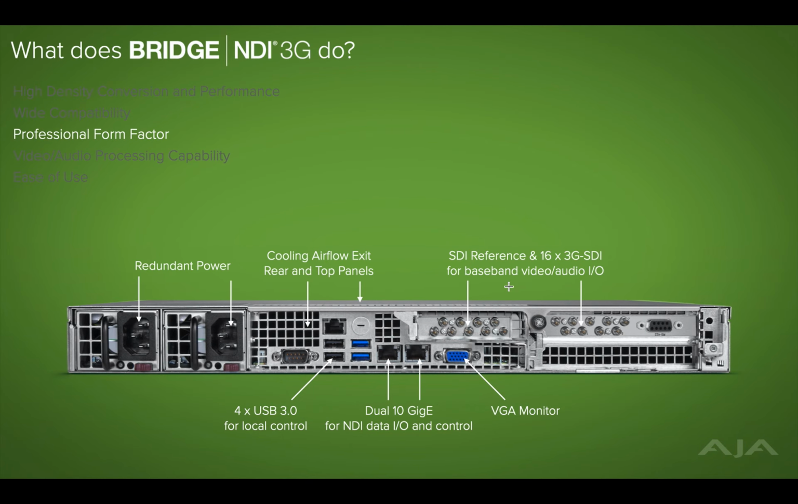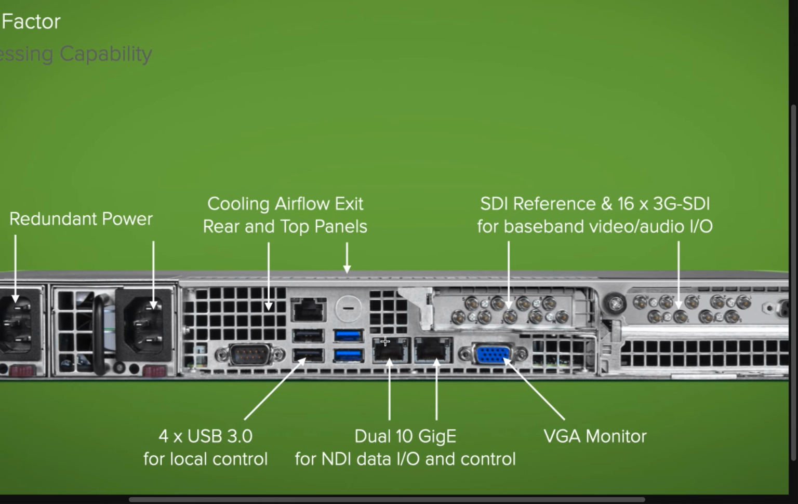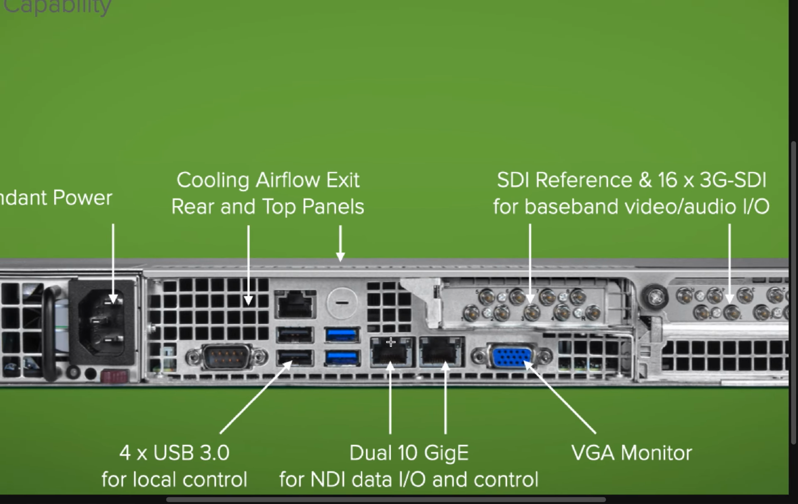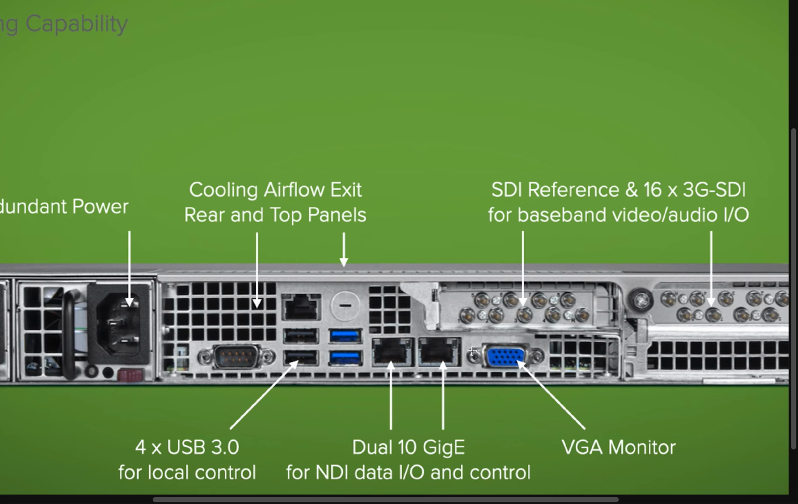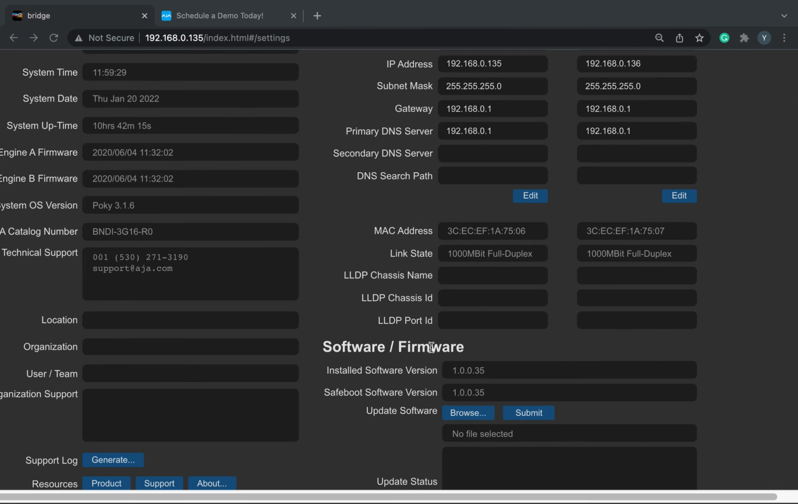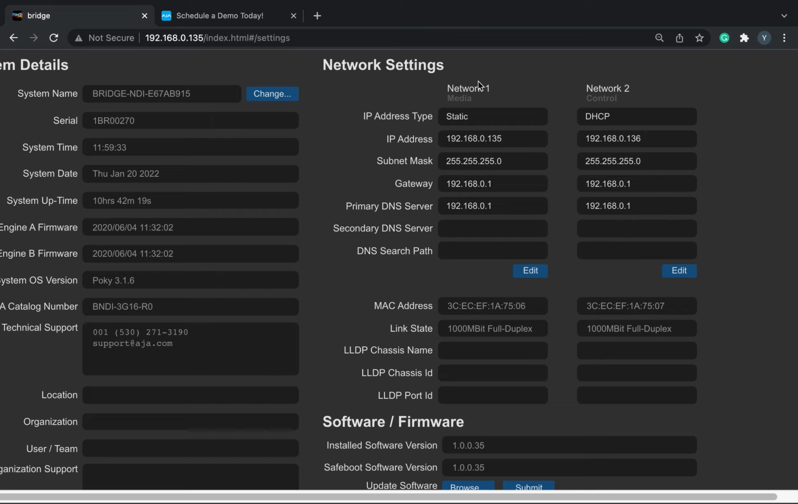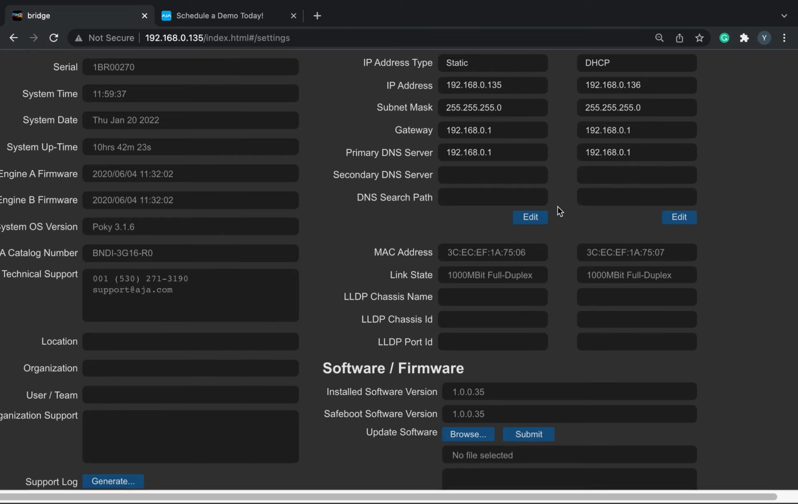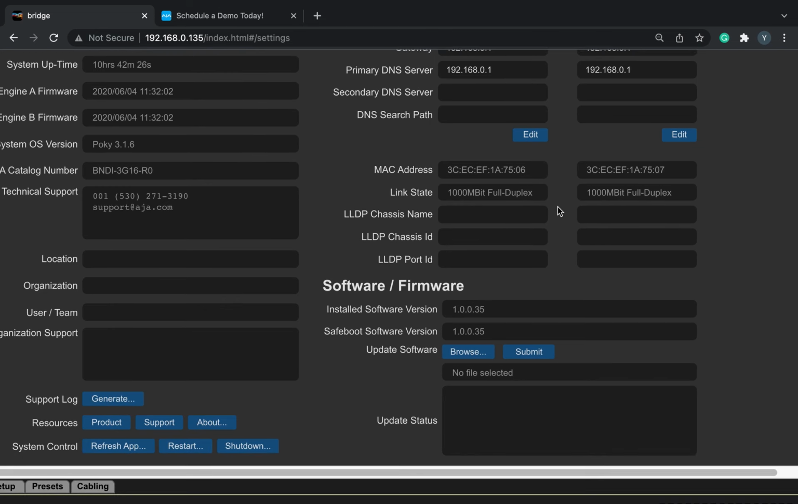So this is the rear panel of BRIDGE NDI 3G. It comes with dual 10GbE Ethernet ports, where the left one is the first port for NDI data I/O transmission, and the right one is the second port for control. That's why you will see network 1 for media, network 2 for control. And as you scroll down, you will be able to see the current firmware version and also update the firmware here.